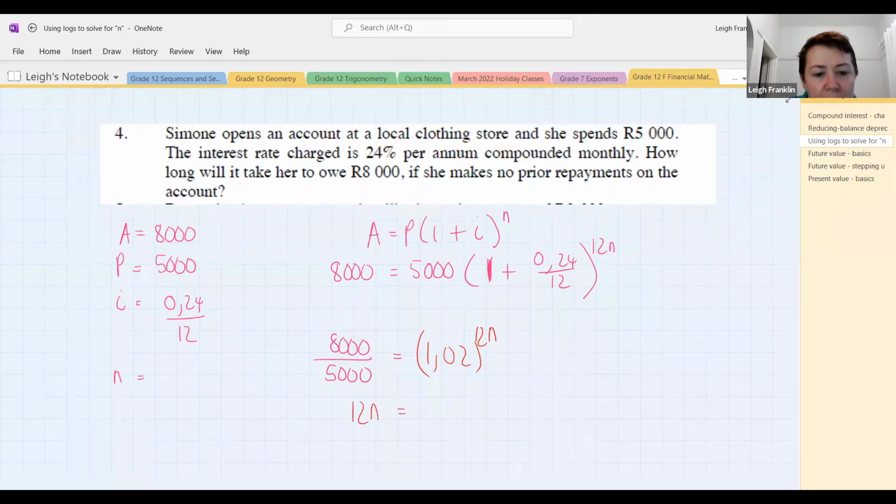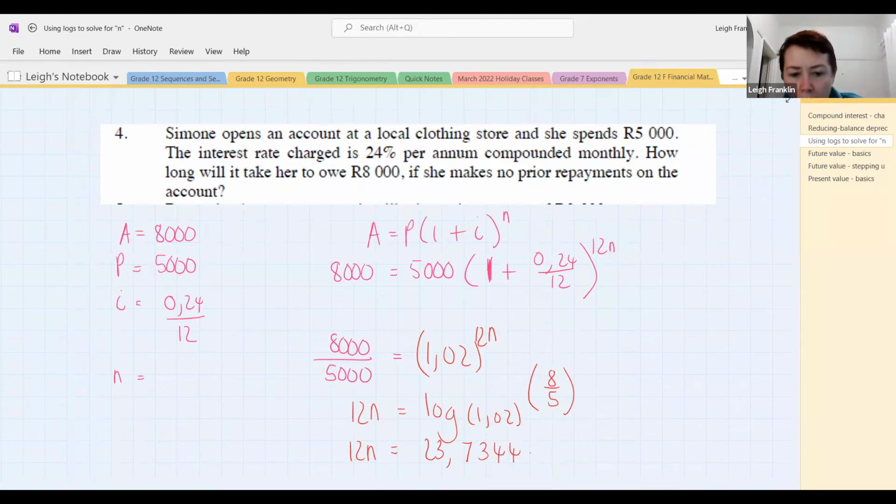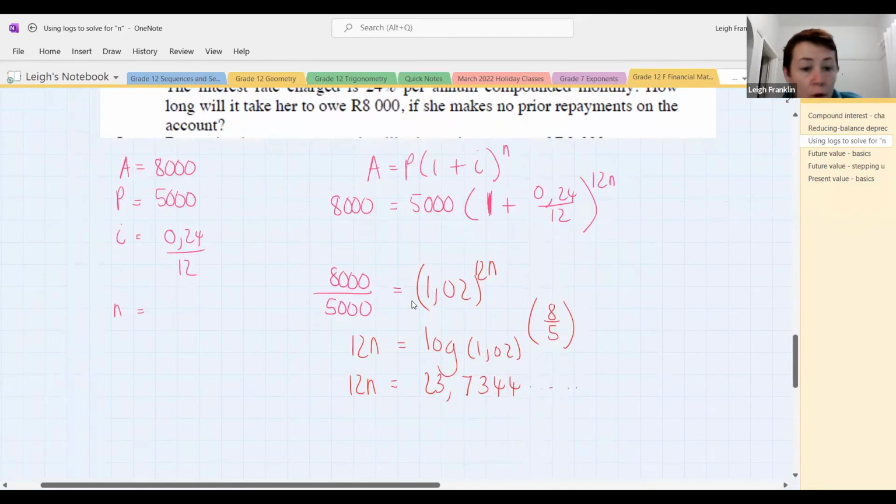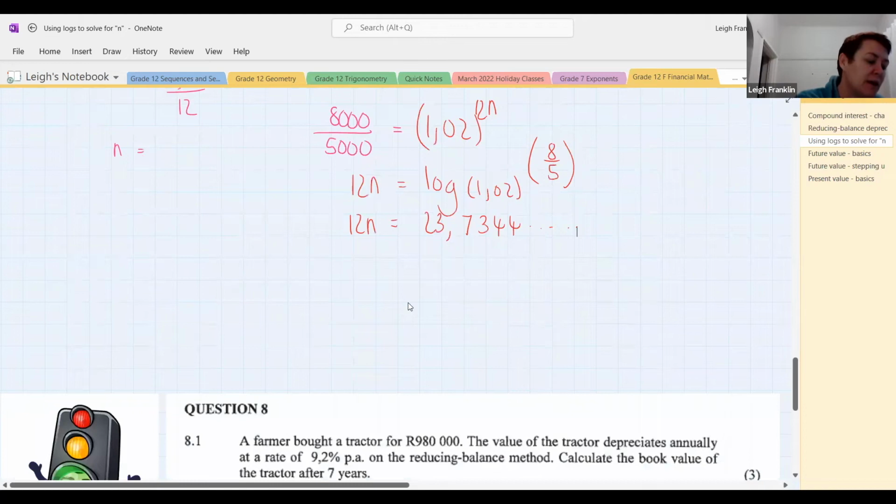So 12N equals log. There's our base. And then our number in this case would be 8 over 5. So when we put that into the calculator, I'll just put that in as well. I am getting an answer of 23,734,4, which I'm not going to round off. And now I have to divide that by 12.